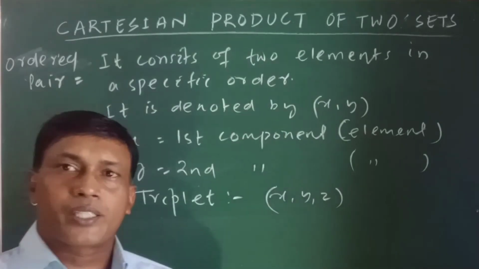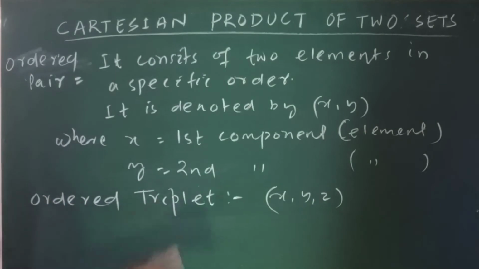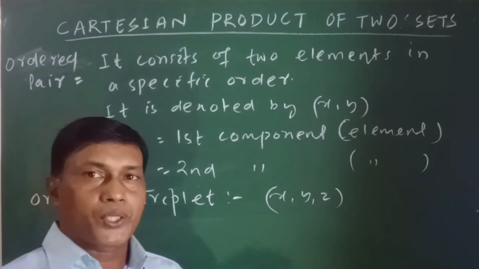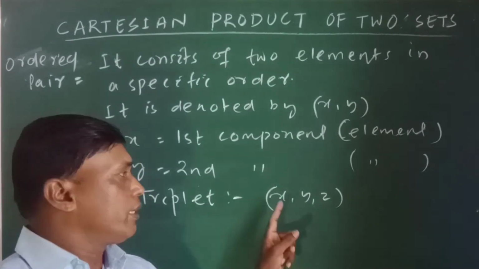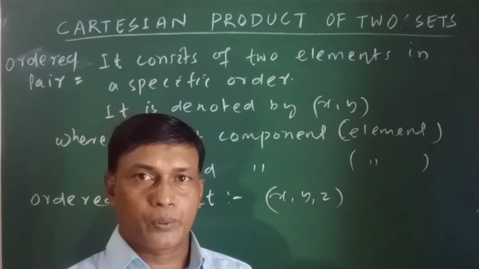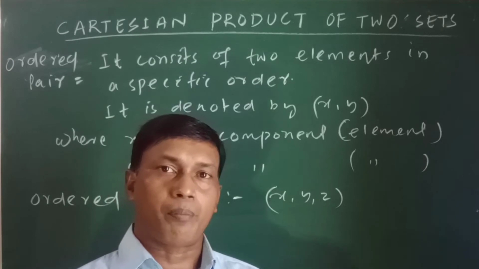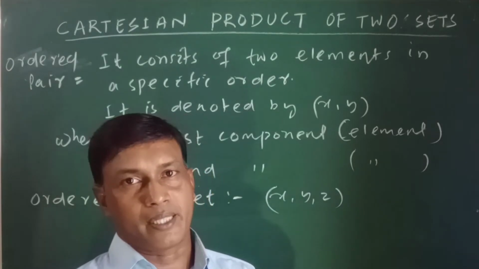And another thing is the ordered triplet. An ordered triplet means it consists of three elements or three components with a specific order. And this triplet is generally used to represent the coordinates of a point in the three-dimensional case.